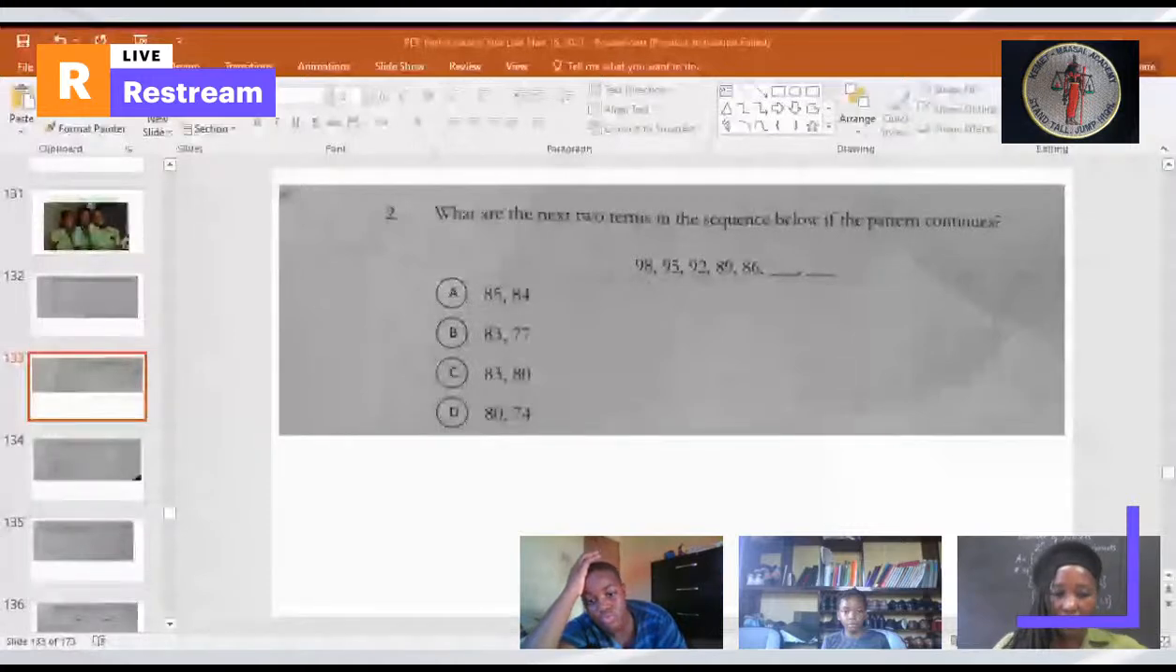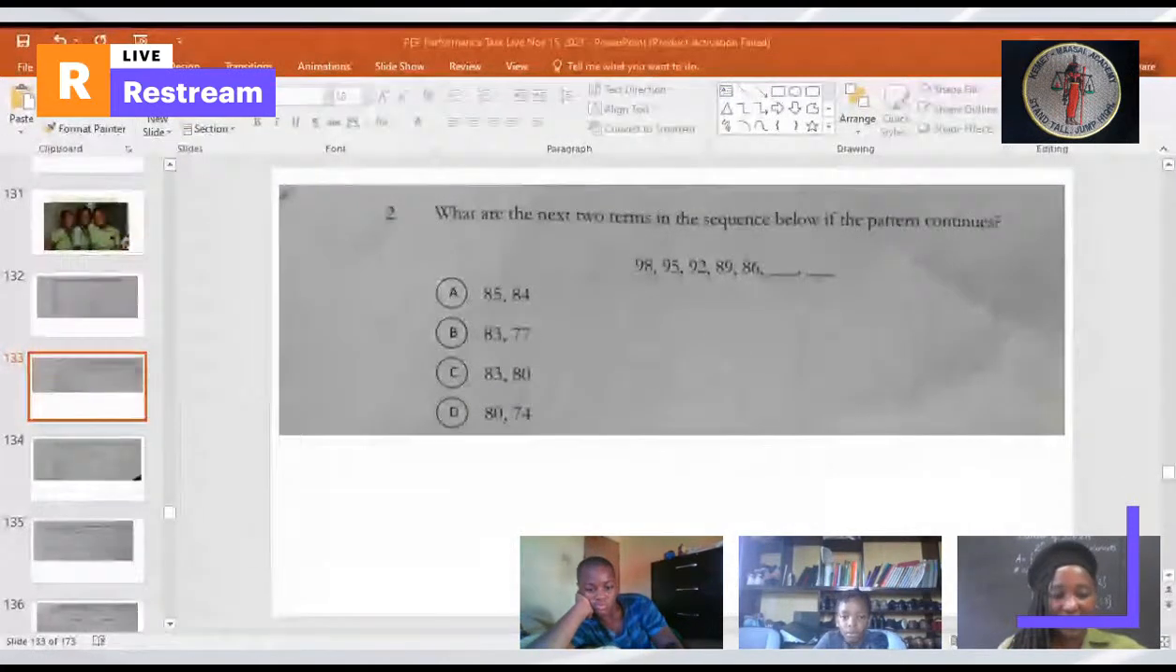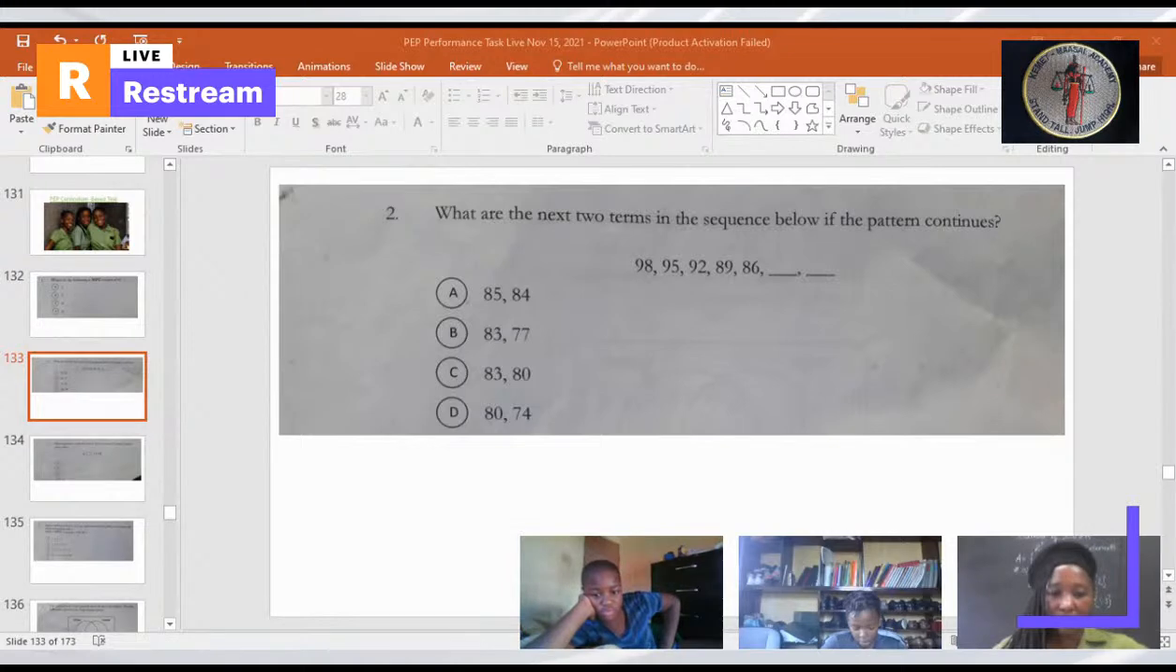All right. Well, I was allowing Amari to have a turn. What's the pattern, Amari? What are they doing each time? Miss, it looks like it's going down by 3, because 98 minus 95 is 3.